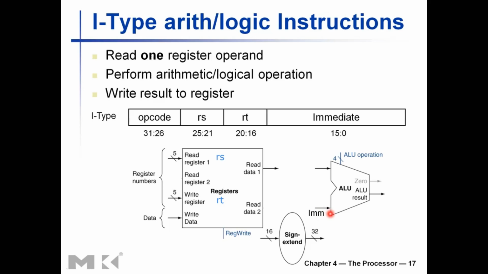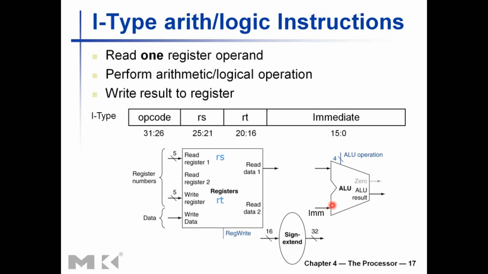You're dealing with signed numbers, so you need to extend the 16-bit immediate value from the instruction into a 32-bit value by replicating the sign bit of that number, for the remaining 16 bits in the 32-bit number. So extend the sign bit to make it into a 32-bit number and provide that 32-bit operand into the ALU.